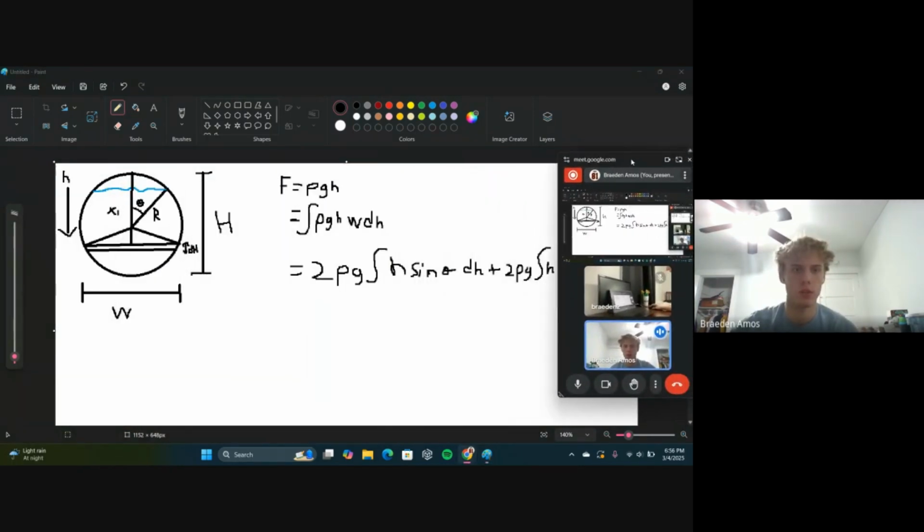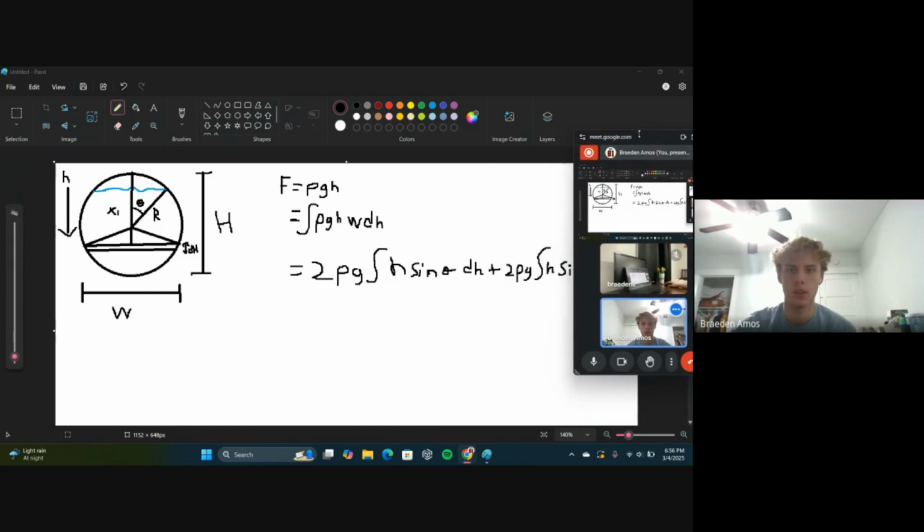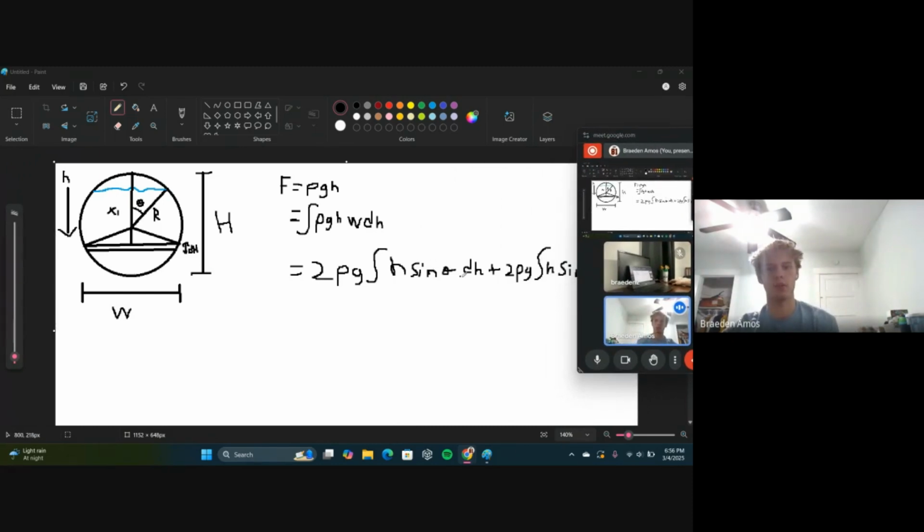So now we need to get this sine in terms of x. This top half is going to be x1, so across the entire thing, this top half is x1, and then the bottom is going to be x2. So I know that x1 is equal to big H minus the little h, and all that minus r.